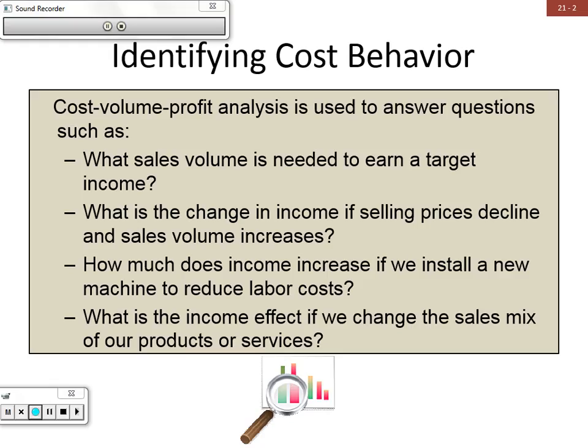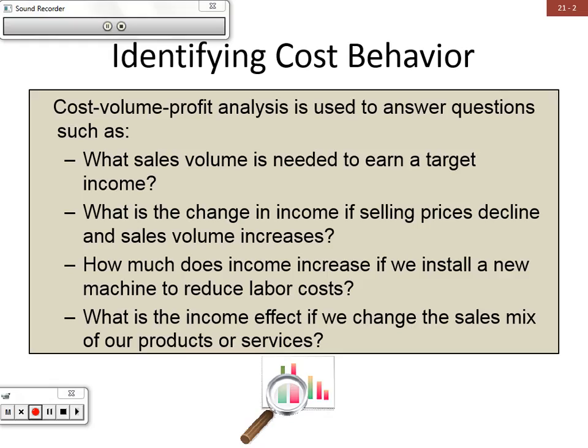What do we need to do in sales or revenue so that we can hit our target income? And clearly target income would have to be the income that we need in order to survive, right? To get through day to day. And what is the change in income if prices happen to decline, or even if they increase? Obviously the likelihood of them increasing would be better than them declining, right?